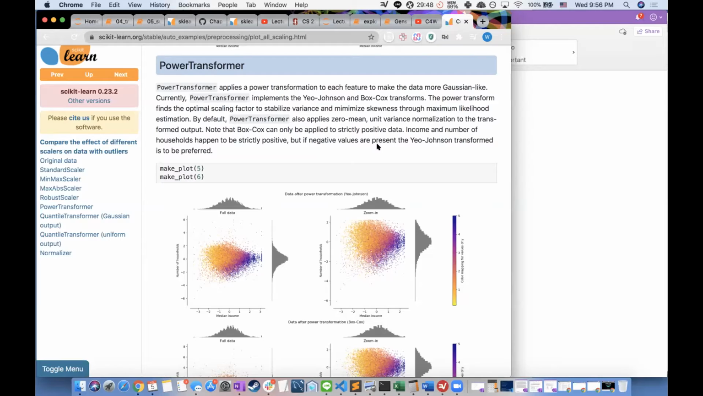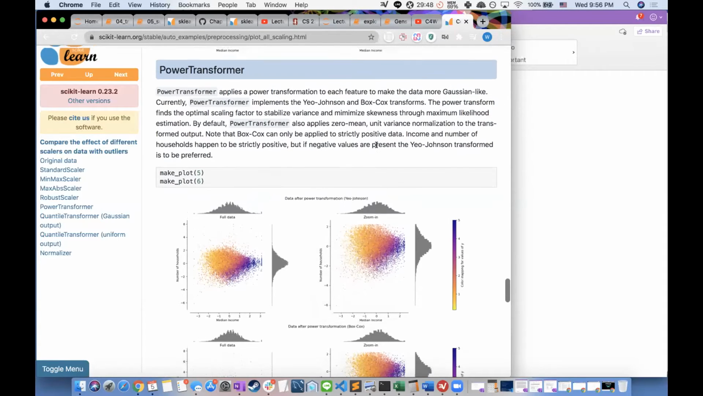Sorry, I didn't hear the question. What were you saying? The question is, as we are seeing here, there are several kinds of scalers. So depending on which factor do we decide which one to use?